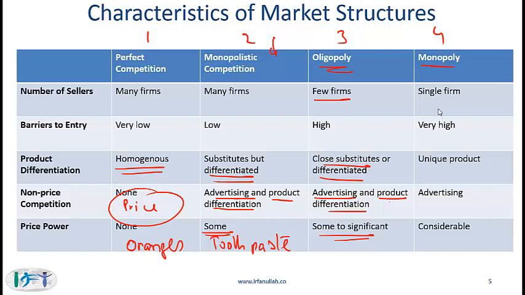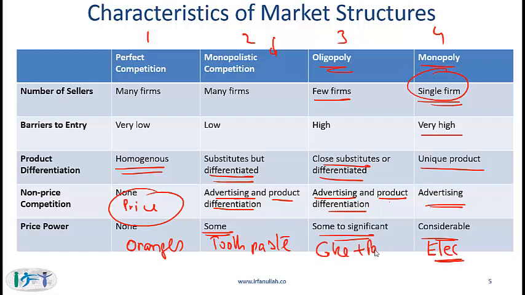And finally, monopoly. Here we have a single firm, barriers to entry are very high. The firm is typically selling a unique product and it's the only firm obviously which is selling that product. These firms or monopolies do advertise and their pricing power is considerable. The classic example of a monopoly would be a utility company or a supplier of electricity in a major city. With oligopoly, my favorite example is Coke and Pepsi. So the market for colas would be an oligopoly in most countries.